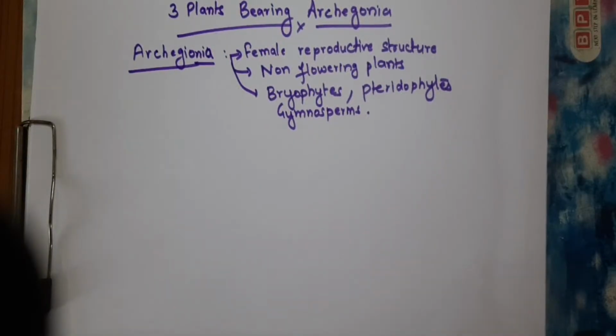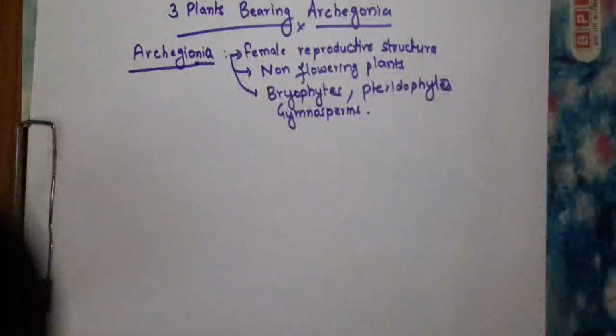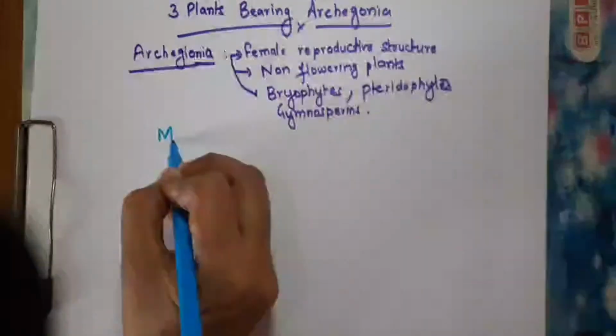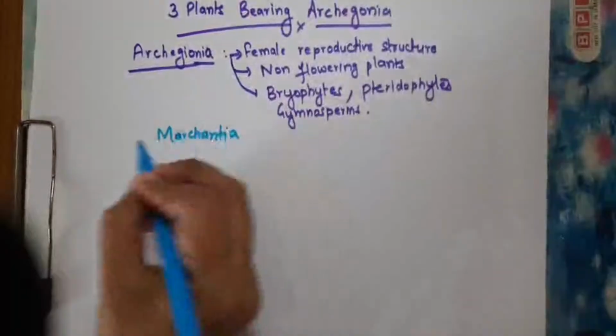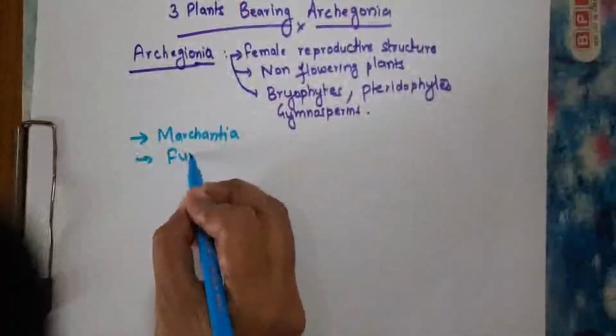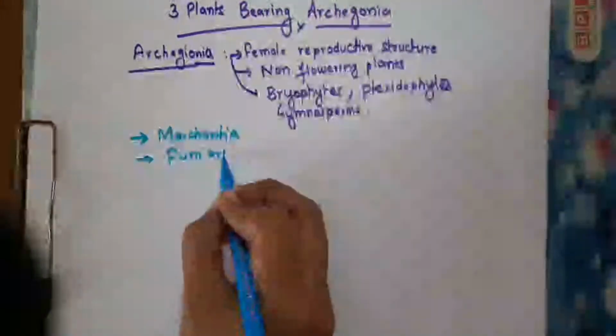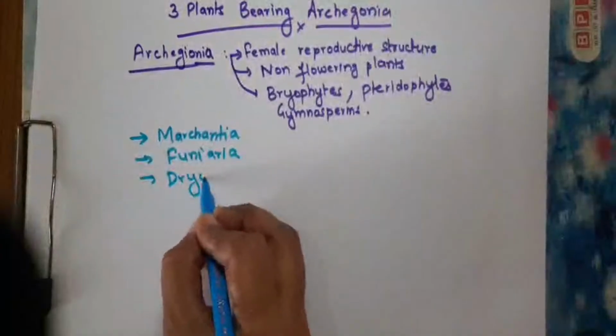So the topic for today's live stream is that we are going to discuss the three plants that are bearing the archegonia. We will take three examples. The first one is the Marchantia. The second one is the Funaria. And the third one is the Dryopteris.